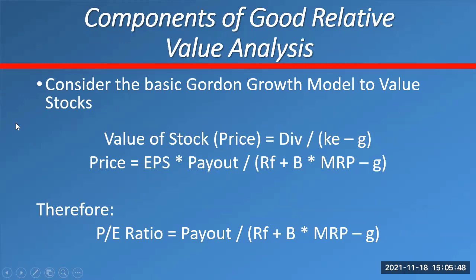Now here's a ratio. This is one of those things you should carry around in your wallet. This is really, really critical. But we know the value of the stock is the dividend divided by KE minus G. We just did that on paper 4, right? The dividend discount model. We can expand that to say that the price of a stock is earnings per share times payout. And what is that? Earnings per share times payout, what does that equal?